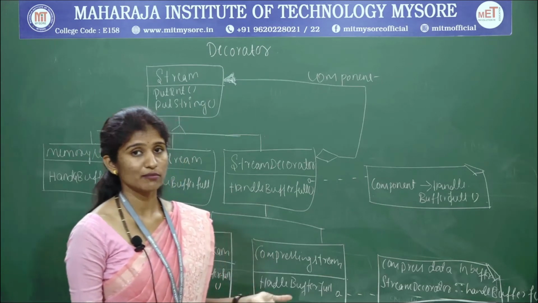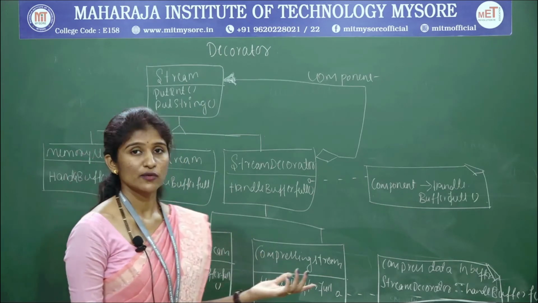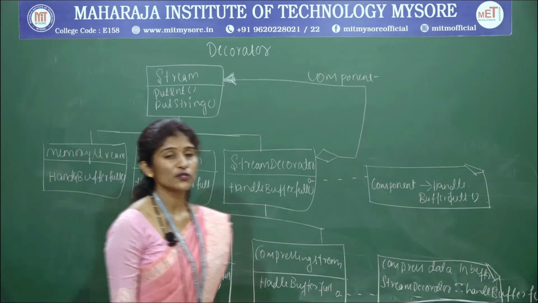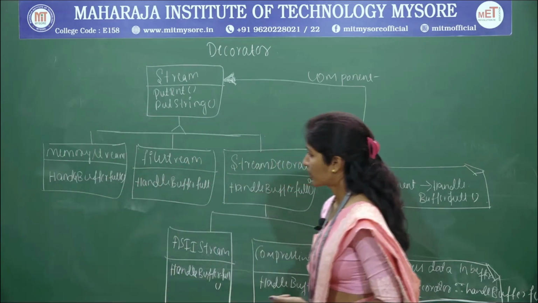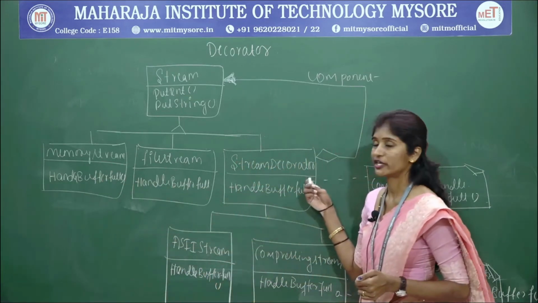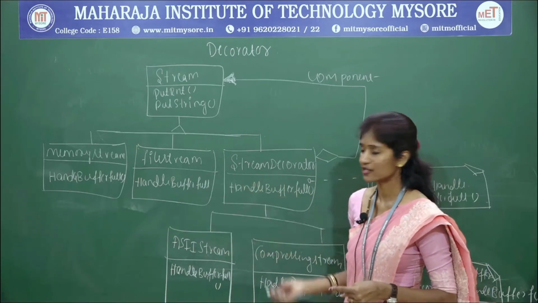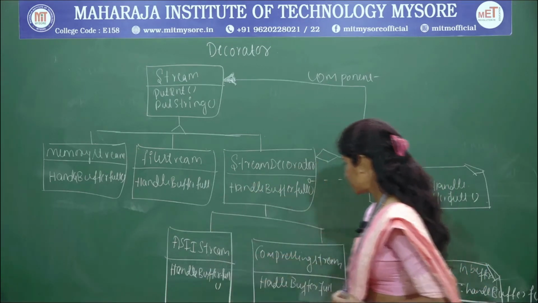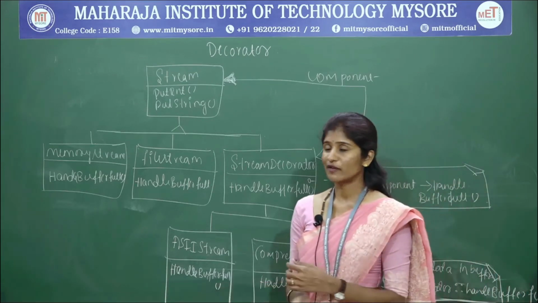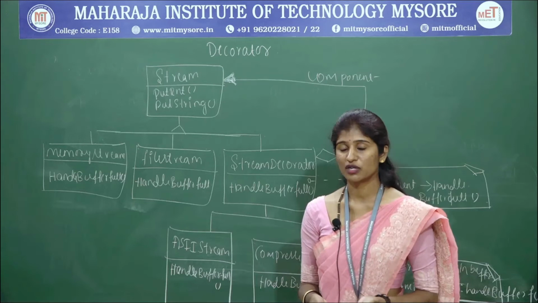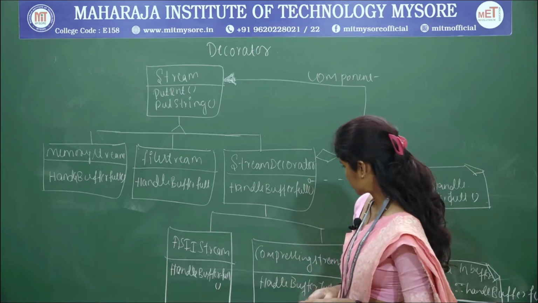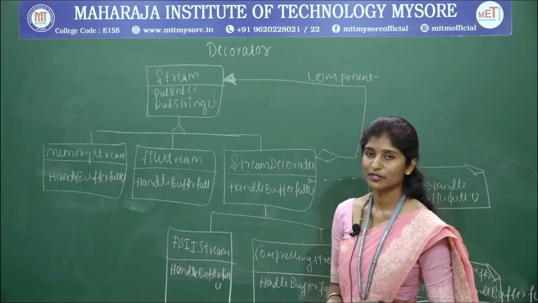This is actually an example where you can find the usage of the decorator design pattern, that is in streams. So input stream, output stream. You have so many streams: a memory stream, file stream, stream decorator. You have to decorate all kinds of streams, so ASCII stream, compressing stream. You were actually not knowing, right? There are so many kinds of streams present. We only know input stream and output stream, right? You can see so many types of streams are present in the computer system.